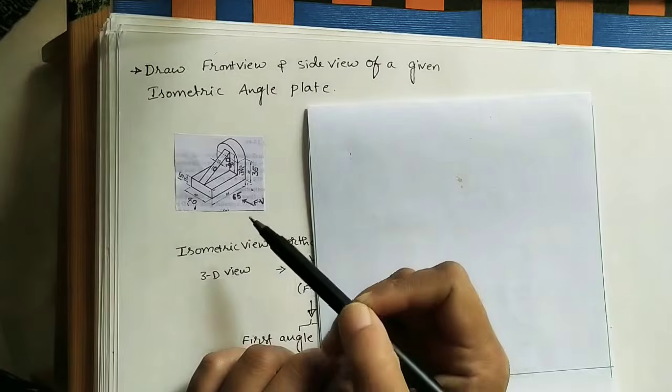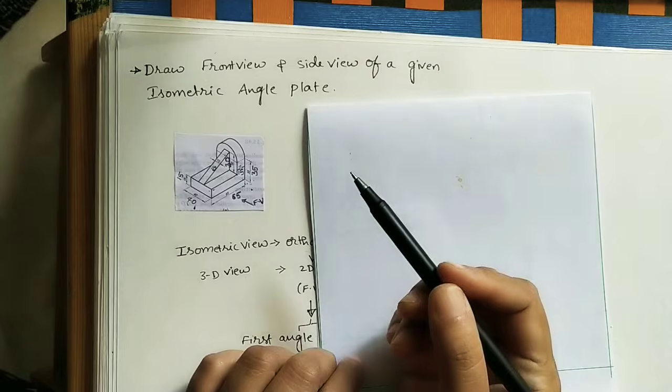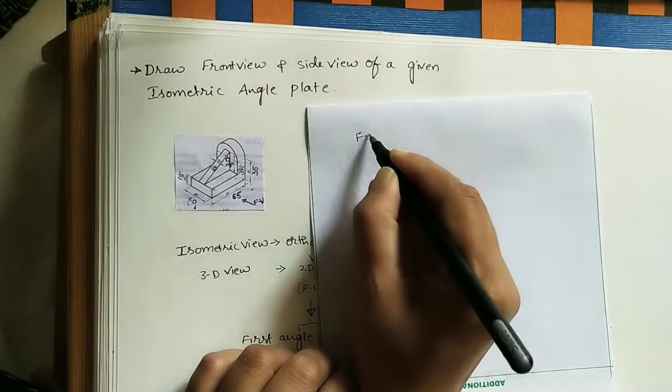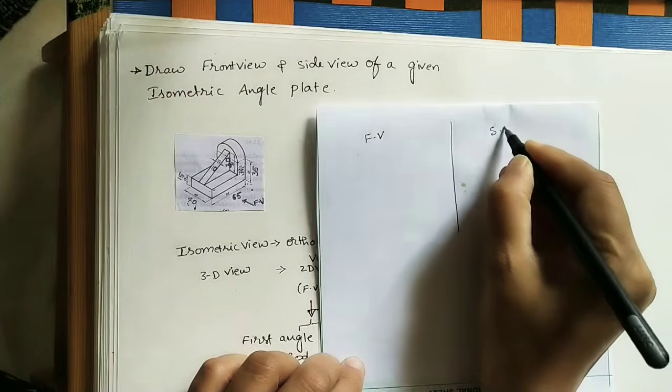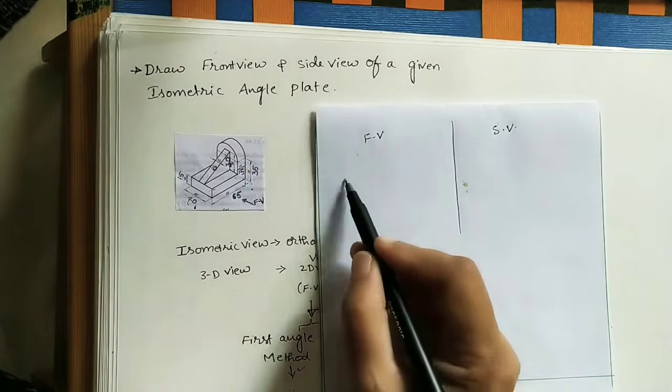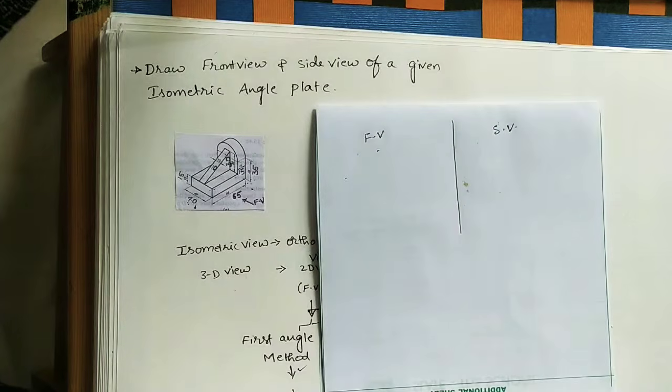For this isometric view, let us do the front view and side view. These are the orthographic views. As I told you, in the first angle position we have to do the front view here, and we have to draw one reference line. Here we have to do the side view. Roughly we will do the front view and side view here. After that we will use the instruments to do the front view and side view on the sheet.